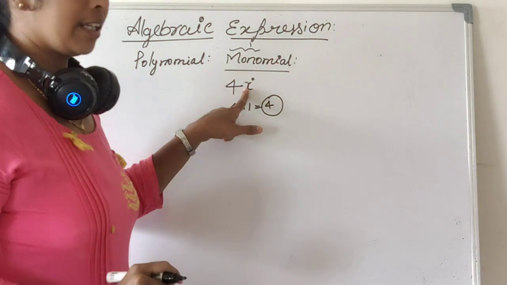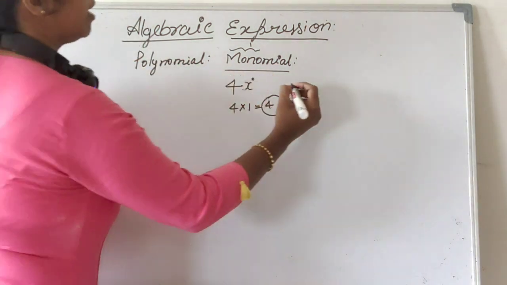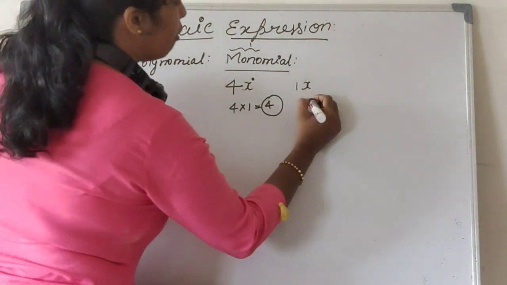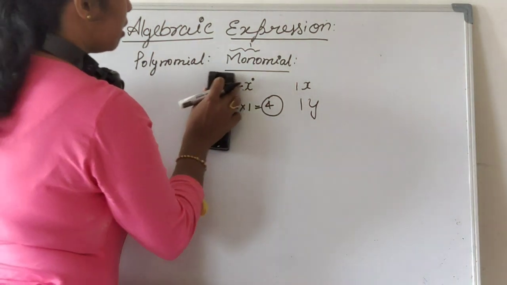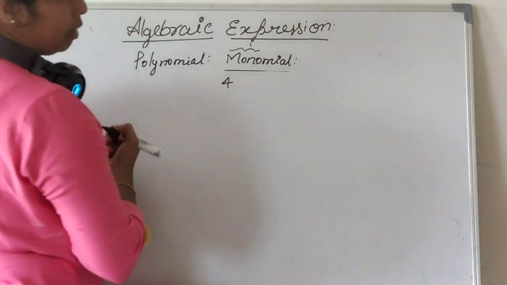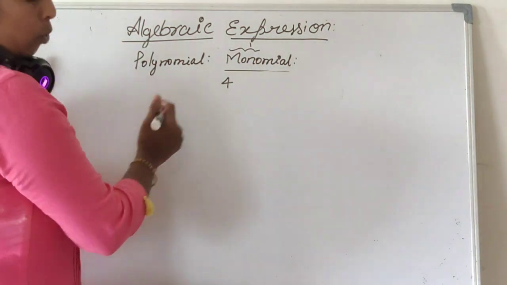Each constant contains a variable. So, each variable contains a number. If nothing is there, it means 1 is always there. Why? 1 is always there. Remember that one. So monomial means 4 is also a monomial.